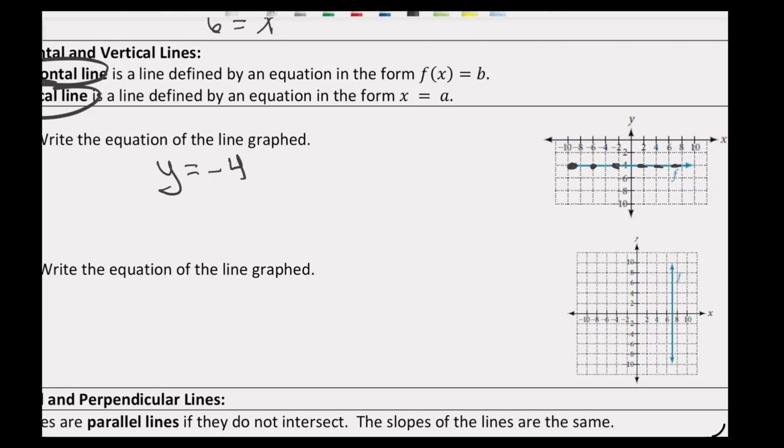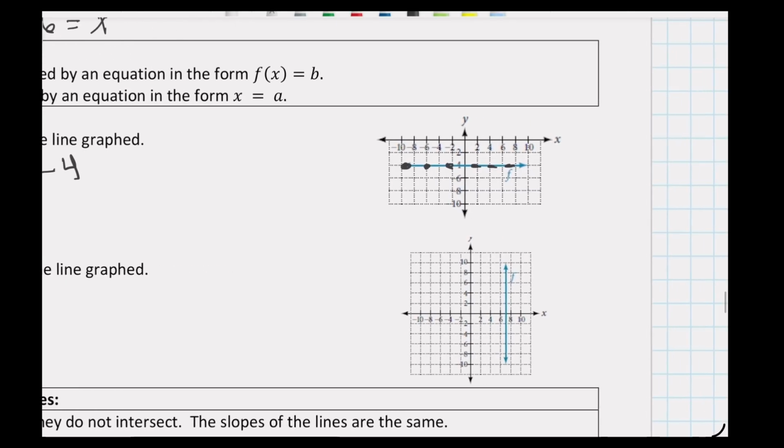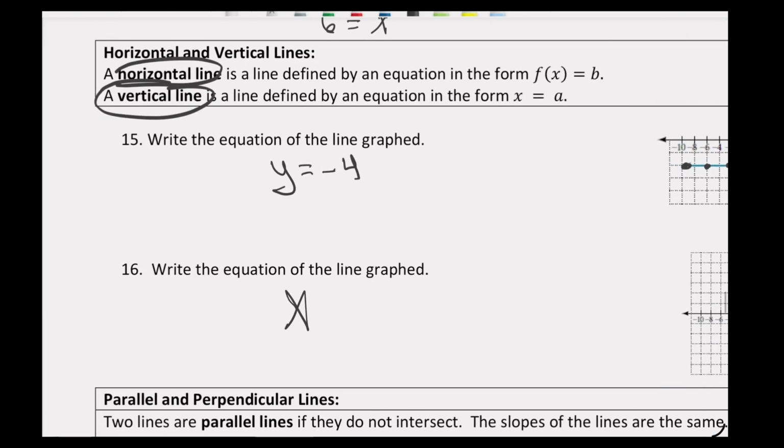A vertical line, the y is changing. What's not changing? The x. X is 7. X is 7. X is 7. Okay? All the time.